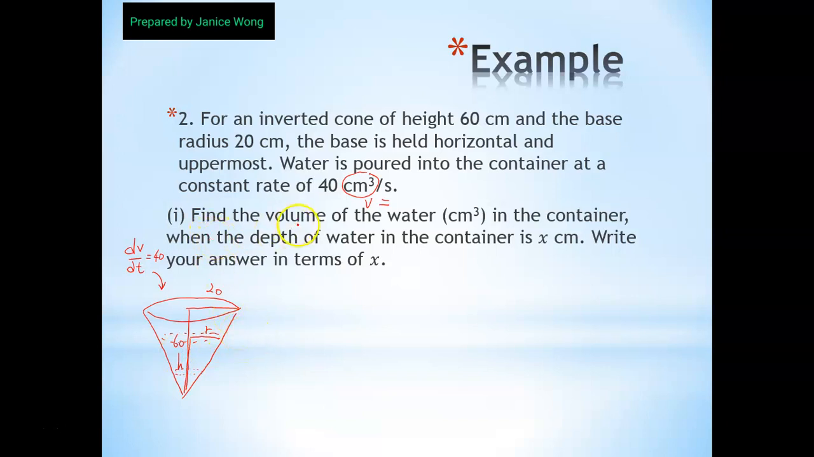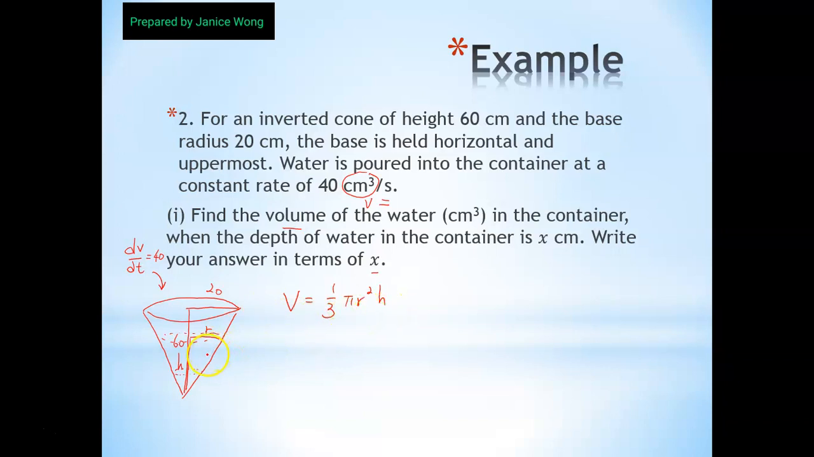Part 1. Find the volume of the water in the container when the depth of the water in the container is x cm. Write your answer in terms of x. So the question asks for the volume function in terms of x. First, volume of a cone is 1 over 3 pi r squared h. Don't worry about the general formula of the volume. It is given in the question. So volume is 1 by 3 pi r squared h.